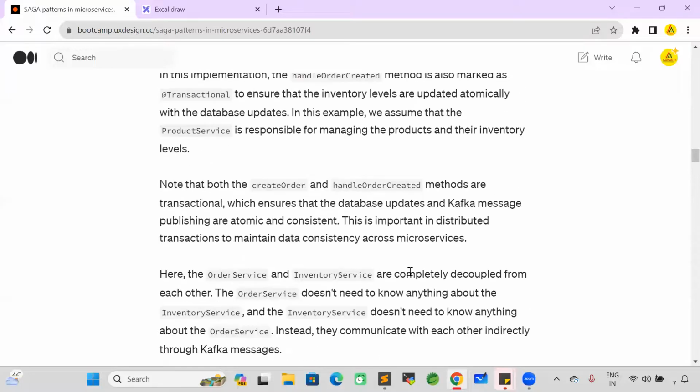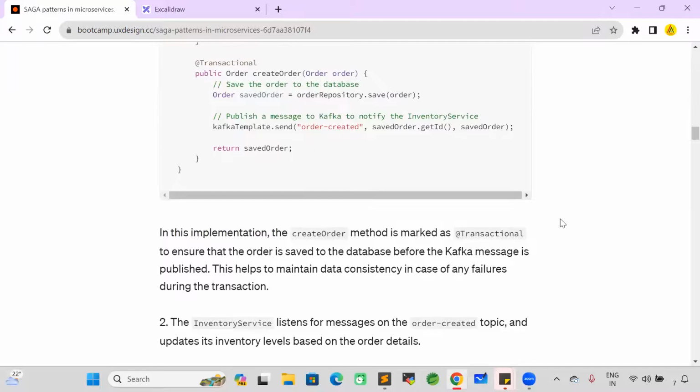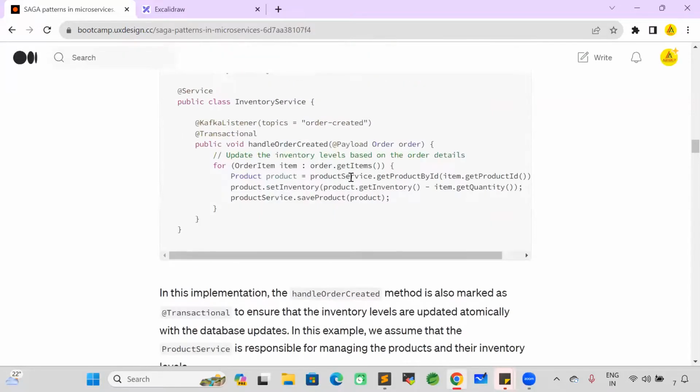So it's based on events. First, the order will be placed, and save order is available. Once the order is saved, it is publishing one event to Kafka. Then the inventory service is available.